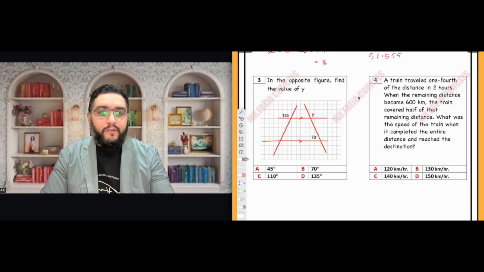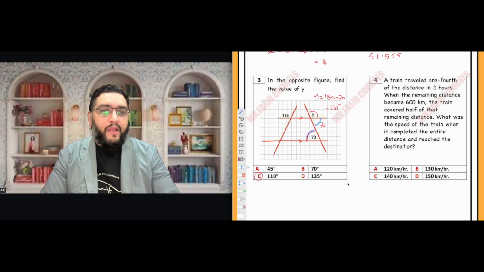Question 3. In the opposite figure, find the value of y. How can we find the value of y? We have two parallel lines. And you know that if you have two parallel lines and a transversal, alternate angles are equal in measure. It means that if this angle's measure equals 70, this angle is also 70. And this is a straight line. y and 70 are supplementary angles. It means that their sum equals 180. So to find y, you just subtract 180 minus 70, which equals 110. So the answer is C.